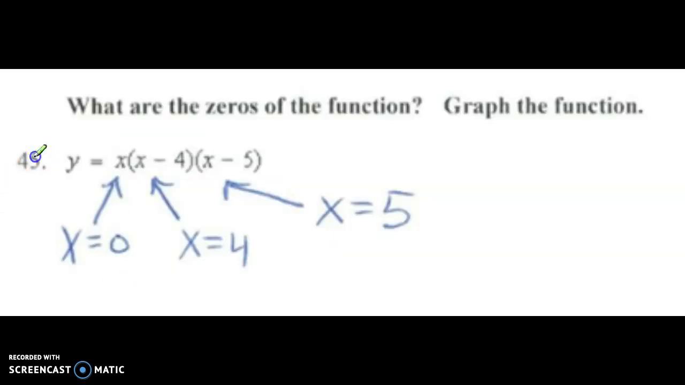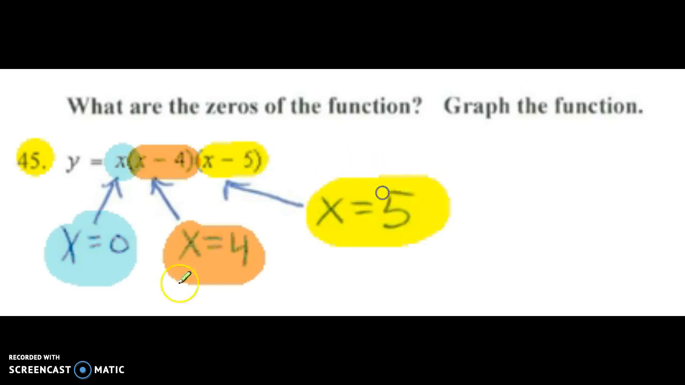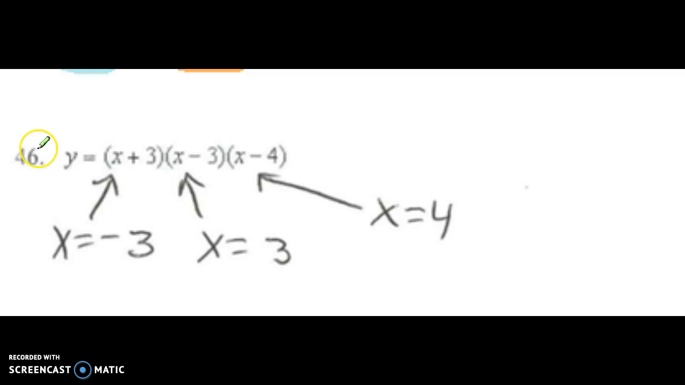In problem 45, I want to know the zeros of the function. So if x is by itself, that is 0. If I have x minus 4, 4 makes it 0. 4 minus 4 is 0. If I have x minus 5, 5 makes it 0. 5 minus 5, 0. Problem 46. What makes this 0, negative 3? What makes this 0, 3? What makes this 0, 4?